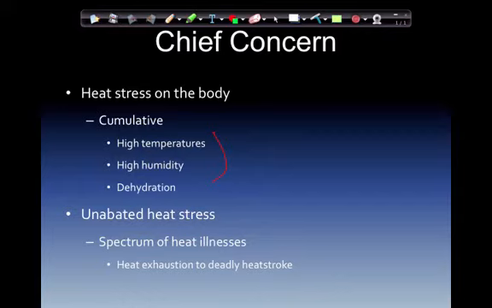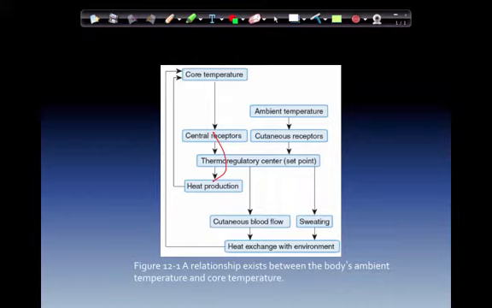Unabated heat stress, the spectrum of heat illnesses, heat exhaustion to deadly heat stroke is the range that we're looking at here. So heat exhaustion, we pretty much depleted our system. Heat stroke, we have no compensatory mechanisms left.